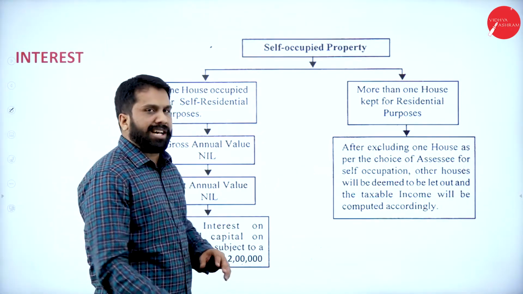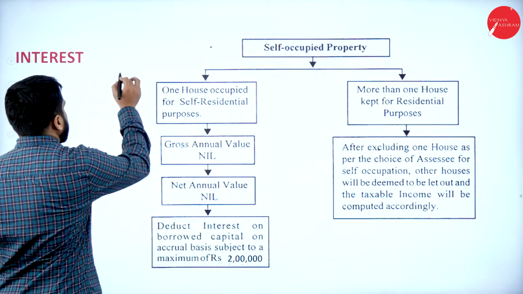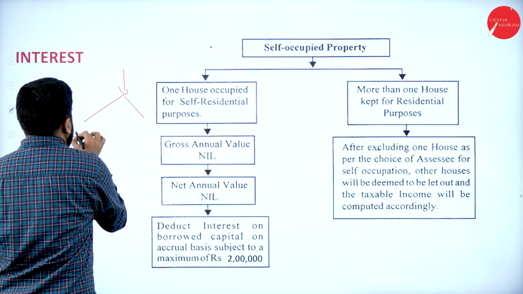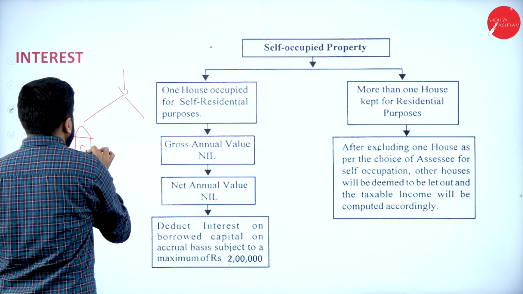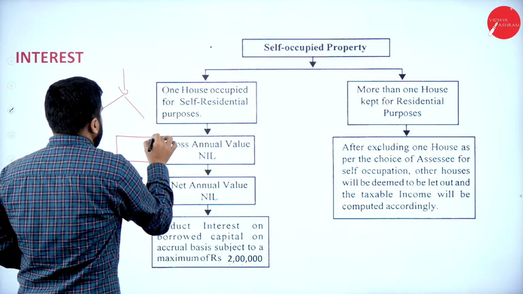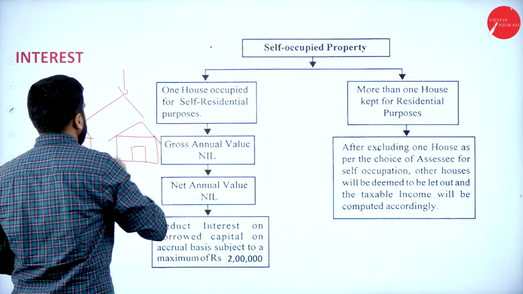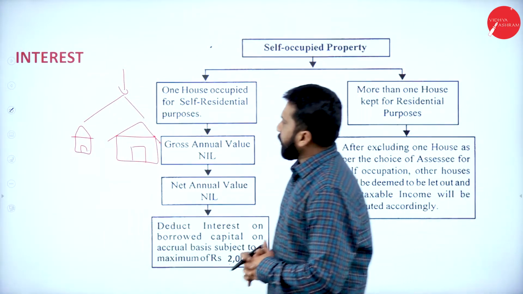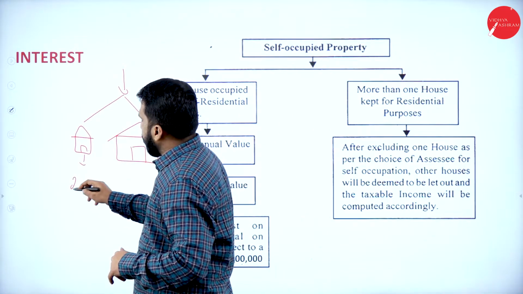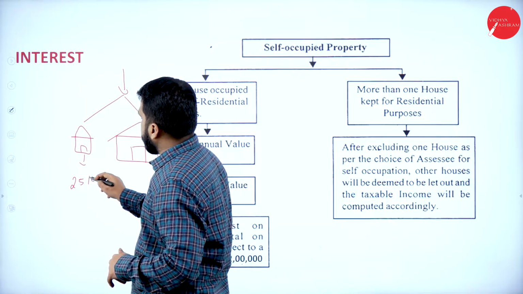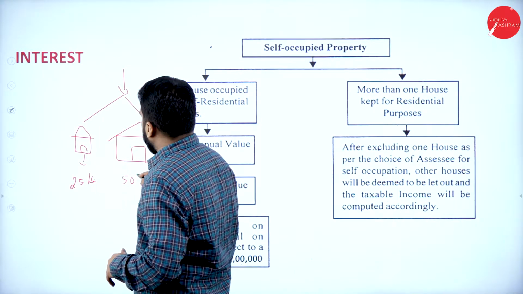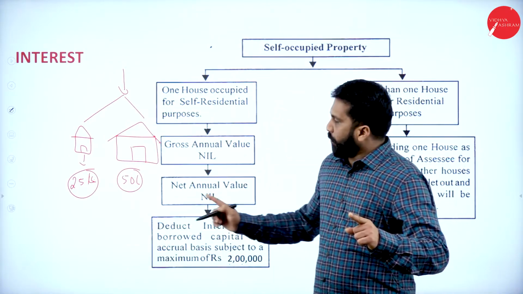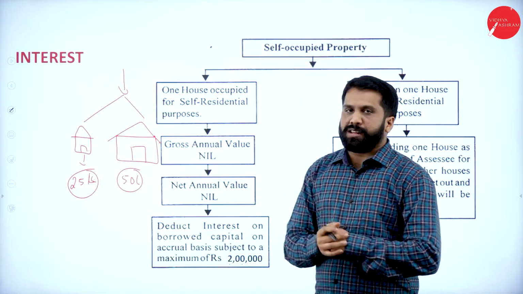So, we have done this. Just assume that you have 2 houses. One will be a small house and another one will be a big house. You have taken a loan of around 25 lakh for this and 50 lakh for this construction. Hope you are clear. You have taken how much loan? 25 lakh for this and 50 lakh for this.